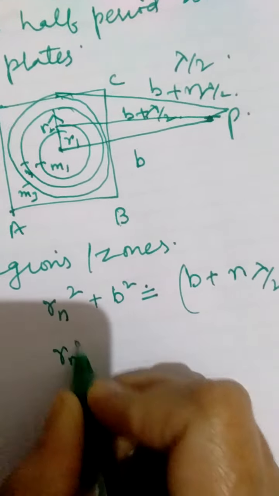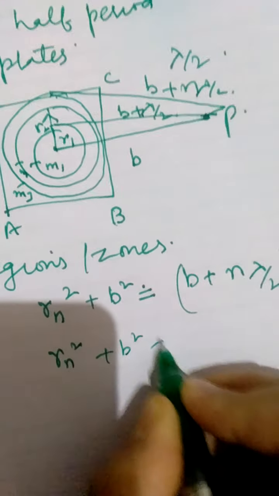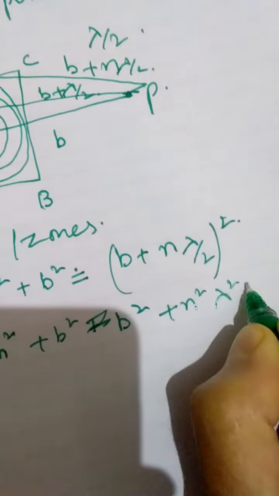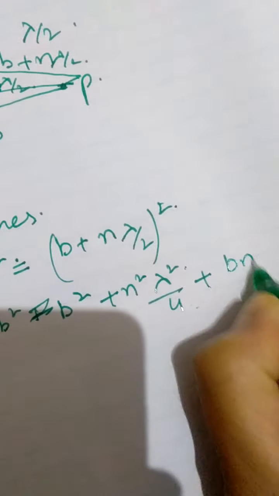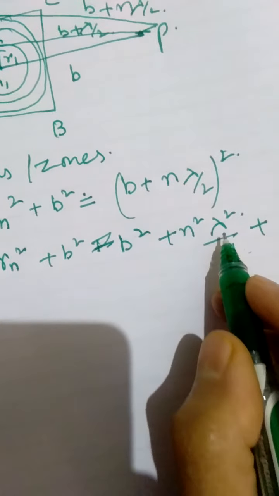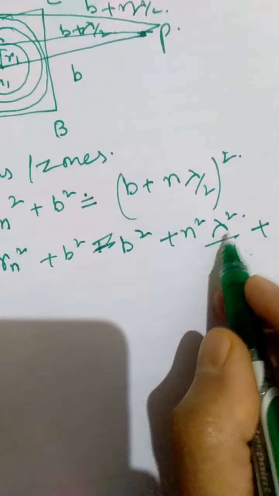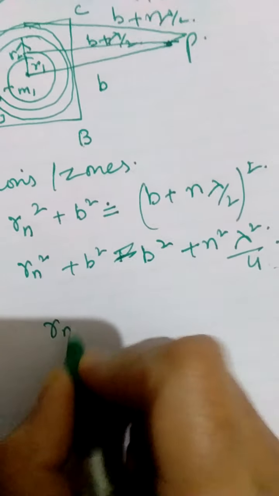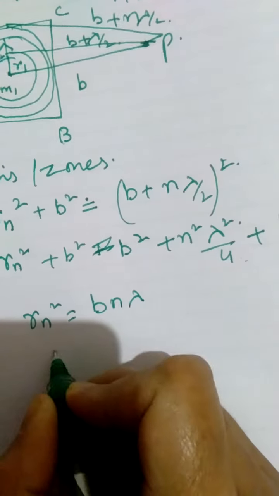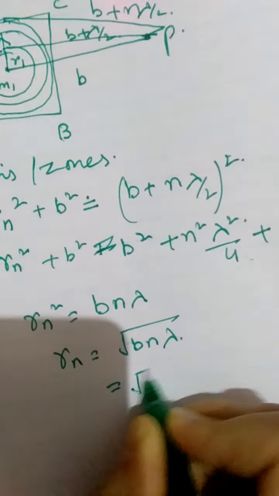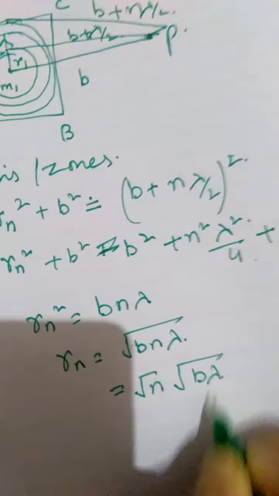So this is Rn square, that is the radius of the nth zone squared, plus b square, equal to b square plus n square lambda square by 4 plus b n lambda, right? So b square and b square will go. Since lambda is very small and it is a square term, we'll neglect this term. We are left with Rn square equal to b n lambda. That means Rn is under root b n lambda, or we can choose to write it as root n root b lambda, right?